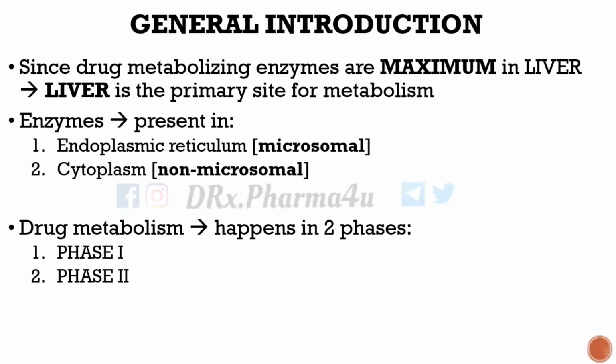The enzymes are usually present in the endoplasmic reticulum, or they are present in the cytoplasm. If the enzymes are present in the endoplasmic reticulum, they are known as microsomal enzymes. And if the enzymes are present in the cytoplasm, they are known as non-microsomal enzymes. Drug metabolism usually happens in two phases: phase 1 reactions and phase 2 reactions. So this is just a very brief introduction. Now let's go into the details.